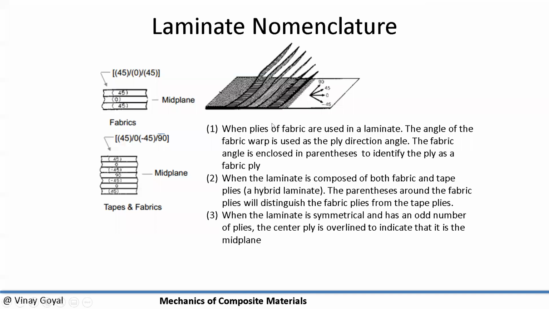Let's look at another example. When plies of fabric are used in a laminate, the angle of the fabric warp is used as a ply direction angle. So that's typically the convention used. The fabric angle is enclosed in parentheses to identify the ply as a fabric. So not everybody does that. It's good practice. So if you put the parentheses, everybody knows now that that's a fabric. Otherwise, it's thought to be unidirectional. Now, in a lot of drawings, you're not going to see that parenthesis, so you have to really specify in a drawing note what we are really talking about.